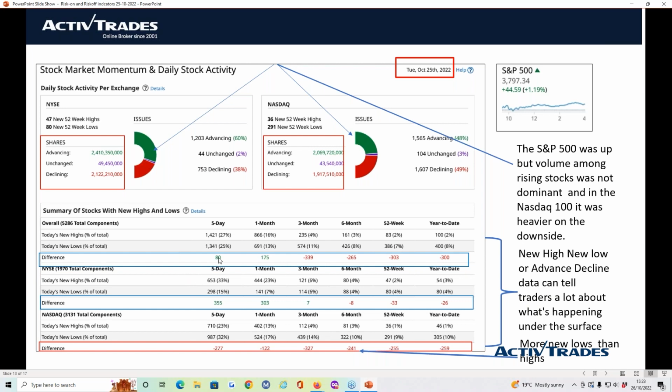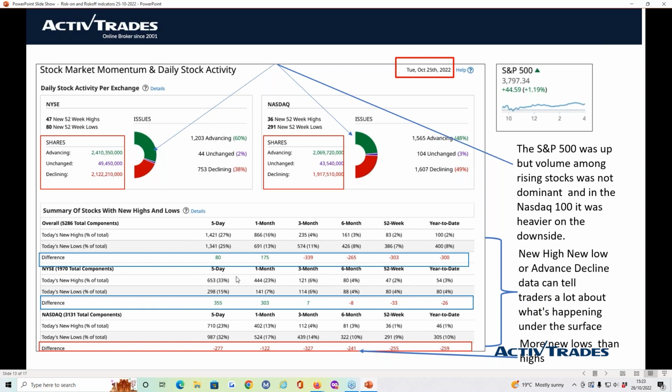So as far as new highs and new lows were concerned, in total we had 80 new 5-day highs and 175 new 1-month highs on Monday's session. But if we go out into further time periods, we find that there were plenty of stocks that were still making new lows. In fact, net on Monday, we saw 339 new 3-month lows and 265 new 6-month lows among US equities.